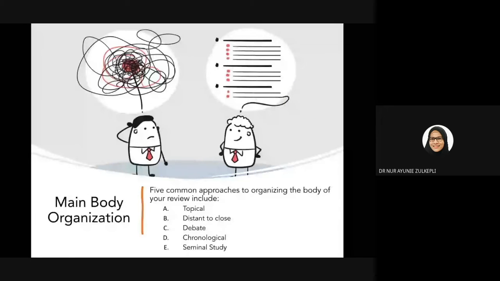Okay, now you should know how to organize it. When you already structure your literature review, you already have your introduction, let's say you already have your main body, you already have your conclusion, how are you going to organize it to make it more interesting and effective? So you can use these 5 common approaches to organize the body of your review: the topical, distant to close, debate, chronological, or seminal study organization.